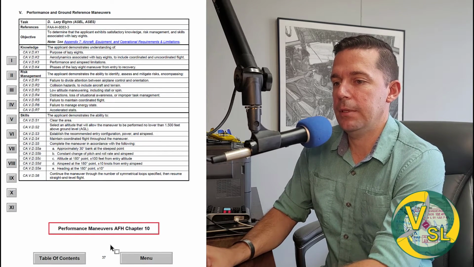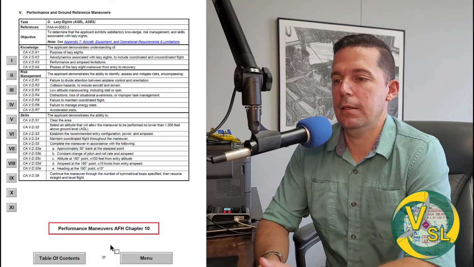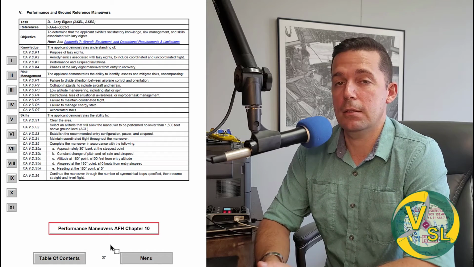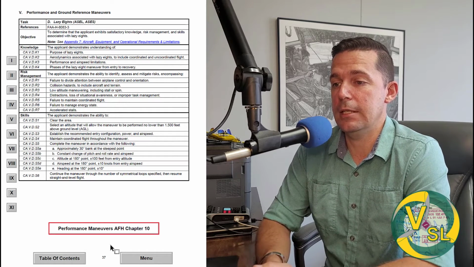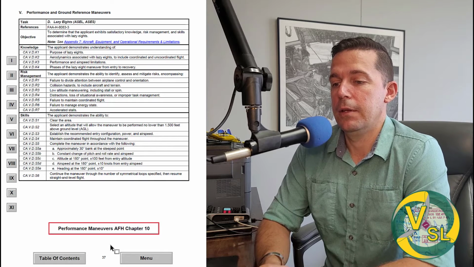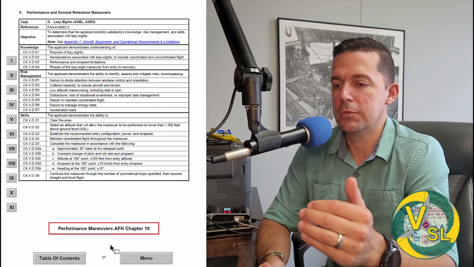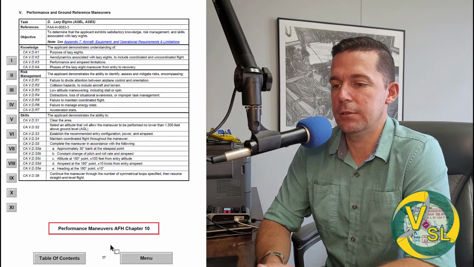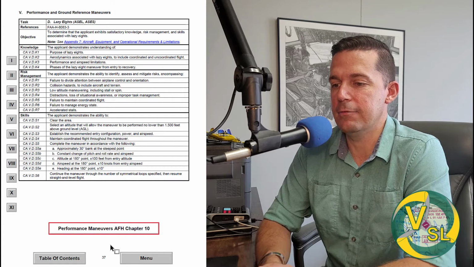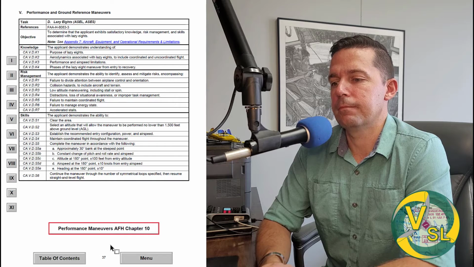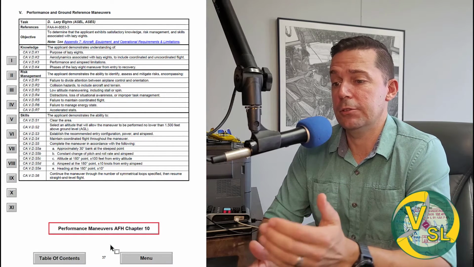Okay, next up are lazy 8s. This is task D, and it's applicable only to single-engine land and single-engine sea. There are 6 skills here, and there's actually more than that because we have some subcategories of skill 5, it looks like. We have A, B, C, D, and E of 5. Well, let's just go through those.